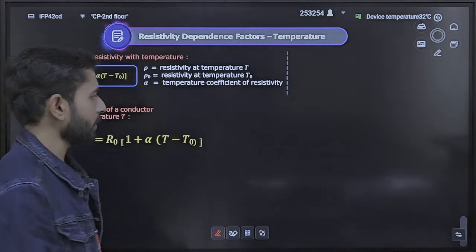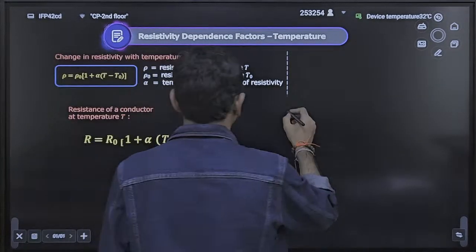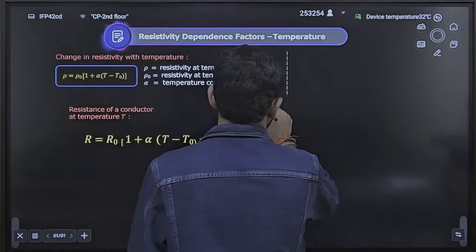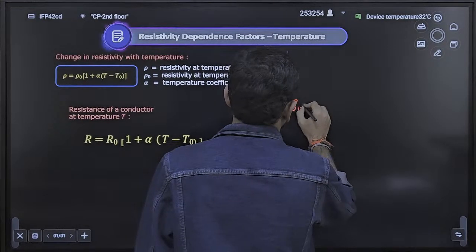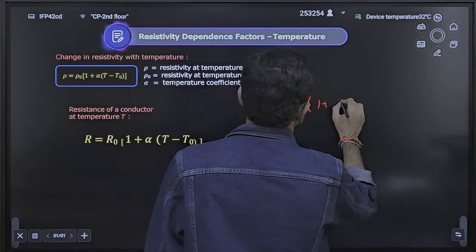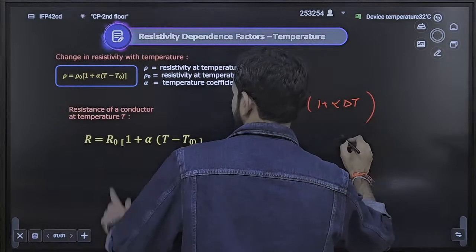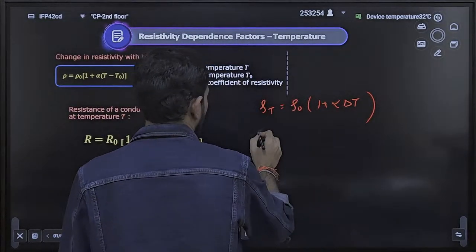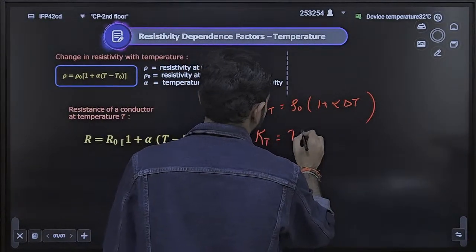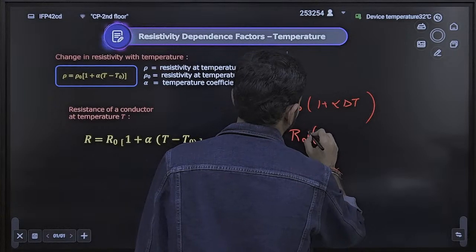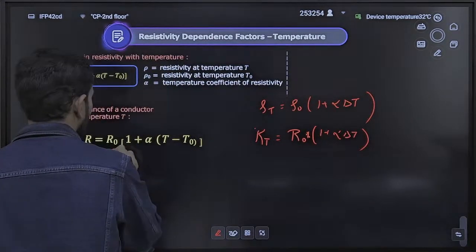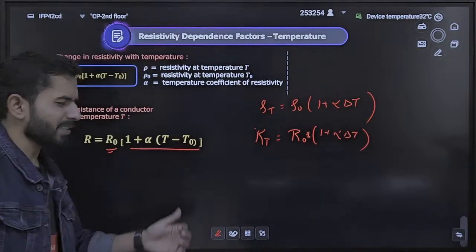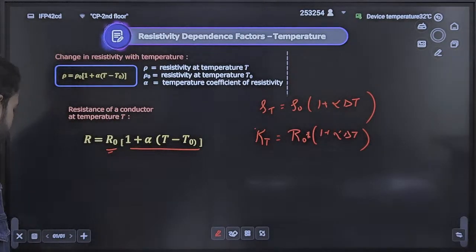Like linear thermal expansion, the formula is somewhat like this: rho_T is equal to rho naught into (1 plus alpha delta T). The same thing is written here also. And if I talk about resistance at temperature T, it is defined as R naught into (1 plus alpha delta T). The same thing is written here. This T minus T naught can also be written as delta T.